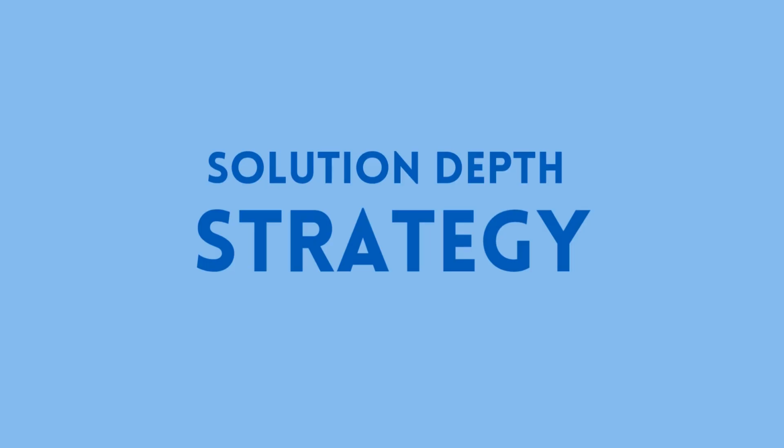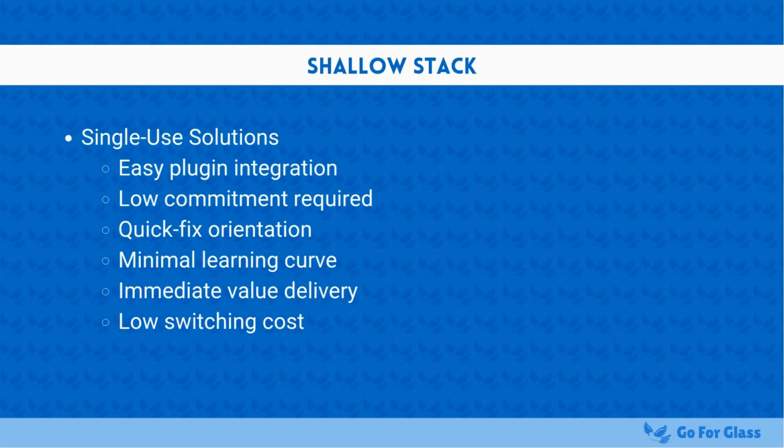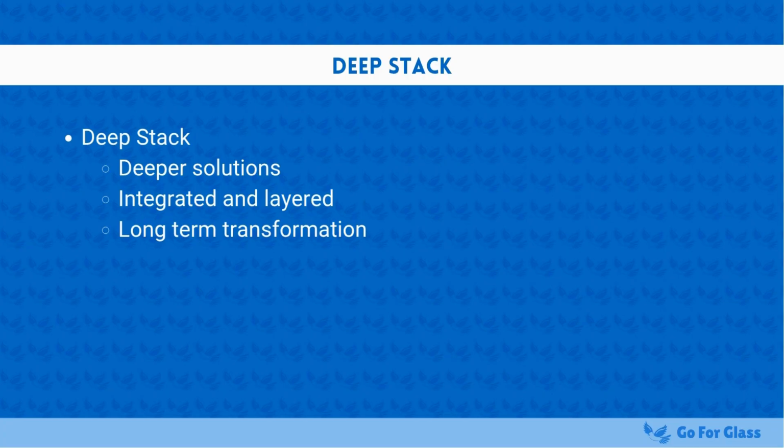Now we have the shallow stack versus deep stack. A shallow stack is a solution that is a single-use solution and it plugs in easily, great for low commitment or quick fix needs. For example, a one-click script to clean up duplicate emails would qualify as a shallow stack solution. A deep stack solution, on the other hand, is an integrated layered solution for long-term transformation. For example, a curriculum and dashboard and community and one-on-one coaching for tech students with anxiety.